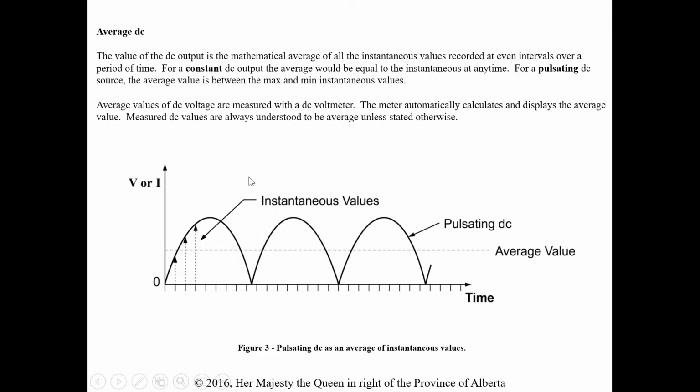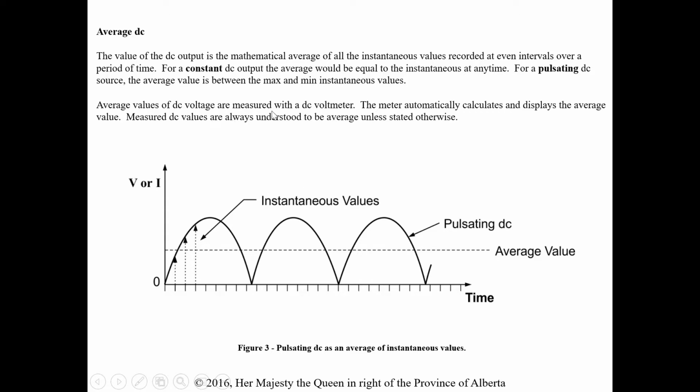So the value of DC output is a mathematical average of all the instantaneous values recorded at even intervals over a period of time. For a constant DC, the output average would be equal to the instantaneous value at any time. So that's that straight line. Again, if it's 12 volts, it's 12 volts everywhere. But for a pulsating DC, the average value is between the maximum and minimum instantaneous values. So our average is going to be somewhere between this maximum and this minimum value of DC voltage.